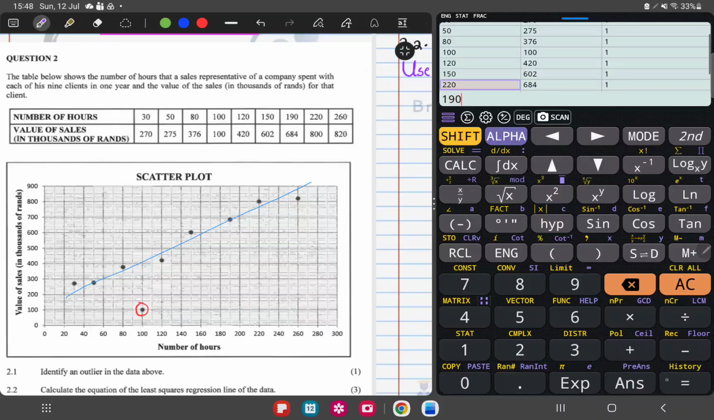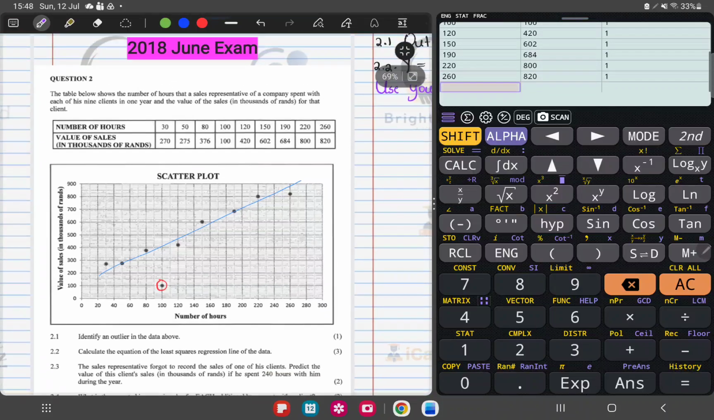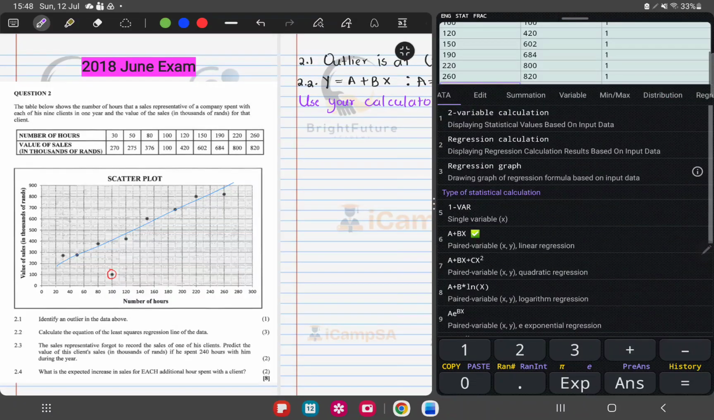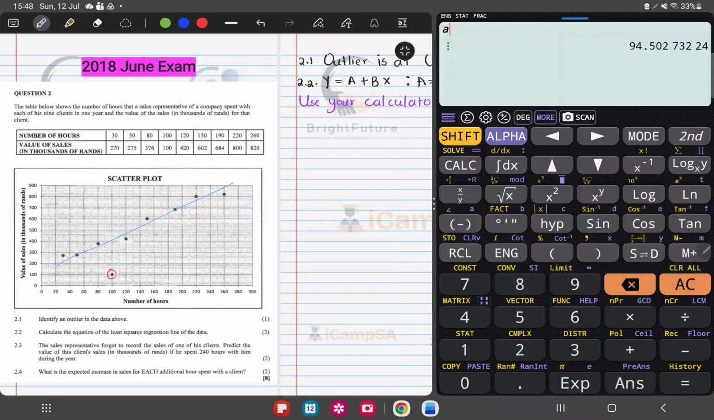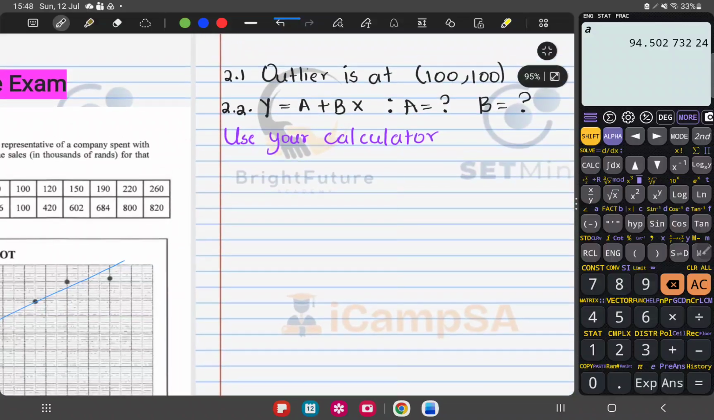And then 190, 220, and then 260. Right, that is what we have. So we are now in a position where we can go and read our values for A and B. Remember, what I did was shift 1 and then stats, reg for regression. Then I choose A. So you'll see that the value of A, which we find, is 94.